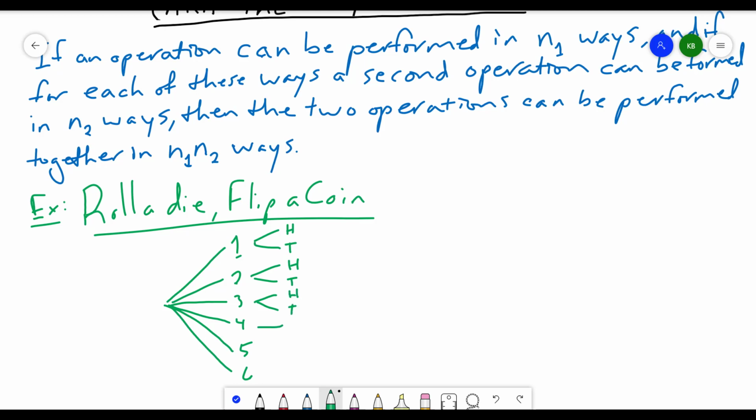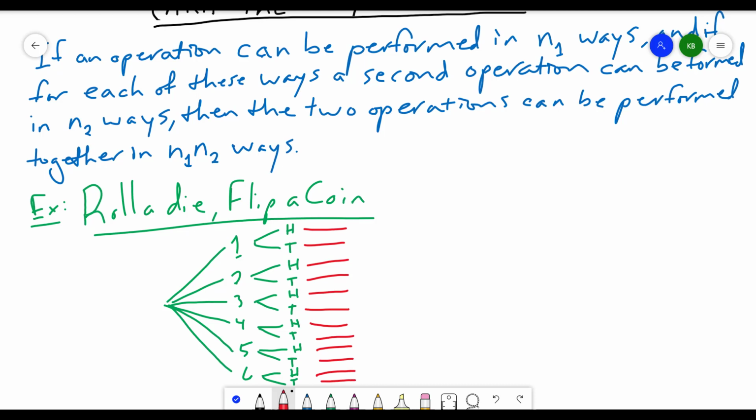So I can make a tree diagram, like I've been doing here, where I show all the possible sample points that I can end up with by having numbers branching off to the various coin flip options. And if you look at that, what I end up with, each one of these red lines that I'm making, is a possible outcome. It's one of our sample points.